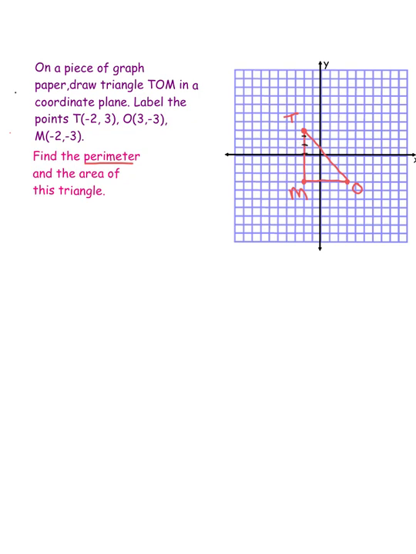So 1, 2, 3, 4, 5, 6. This is 6 boxes. 1, 2, 3, 4, 5. That's 5 boxes. Since T to O is on a diagonal, we have to do a quick distance formula. So we're going to write that down.